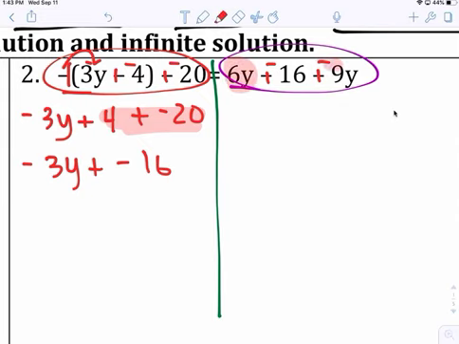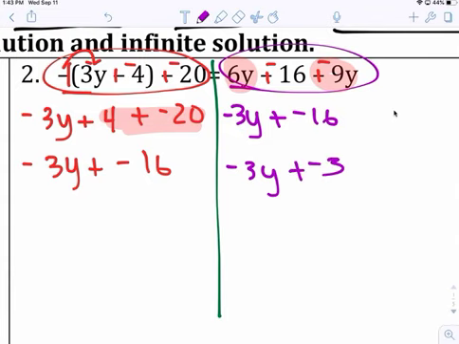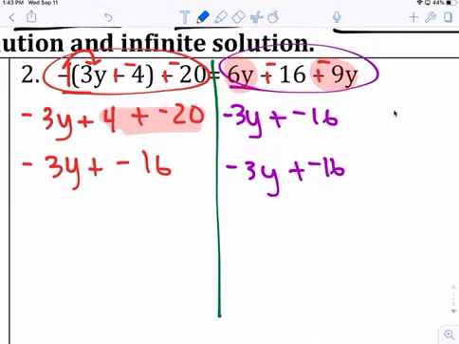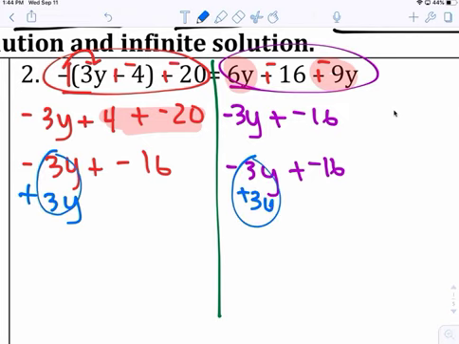Combine these, they are alike. Okay, that's negative 3y plus negative 16. Negative 3y plus negative 16. You can't combine like terms anymore, so you have to make zeros. Do the variable first, add 3y. Notice the coefficients are the same on both sides. They're negative 3y, so it's going to be either no solution or infinite solution.